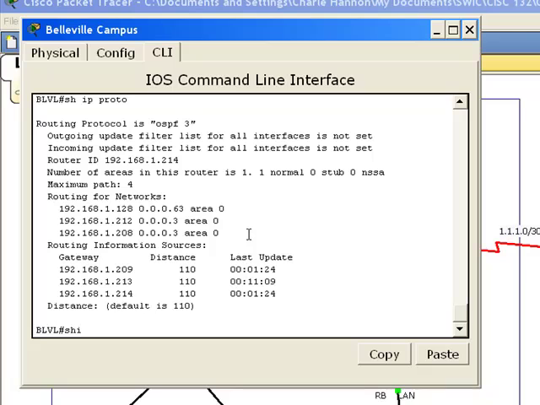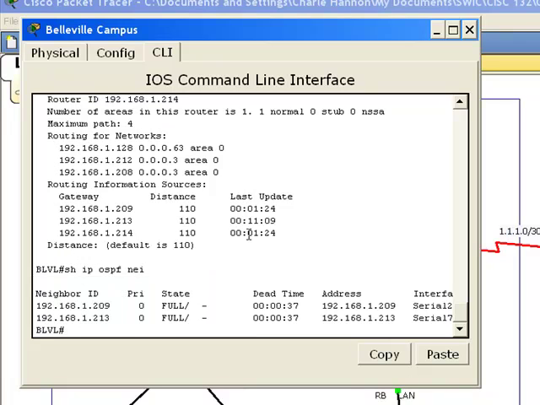Another good command to troubleshoot with OSPF is show ip ospf neighbor, and then I can see if I'm actually creating those adjacencies or not. If I don't have a neighbor, then I know I've probably misconfigured a network statement somewhere or have a bad cable.